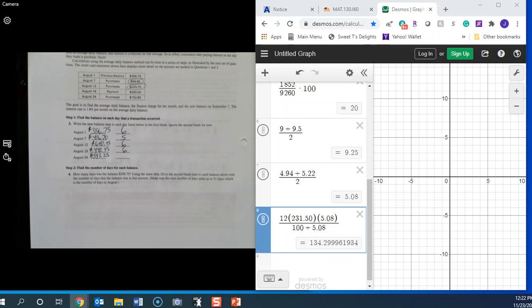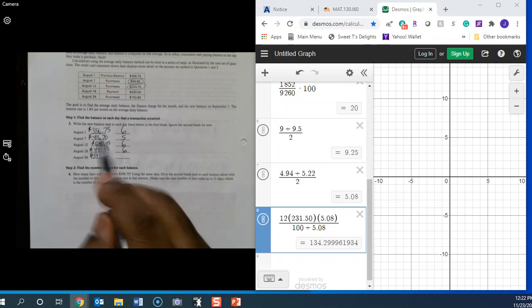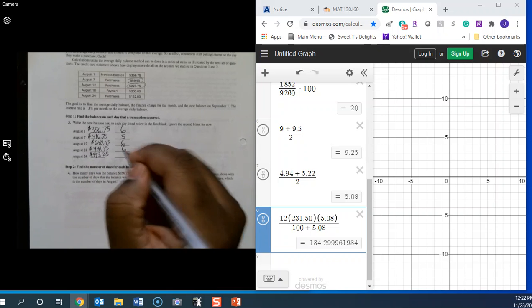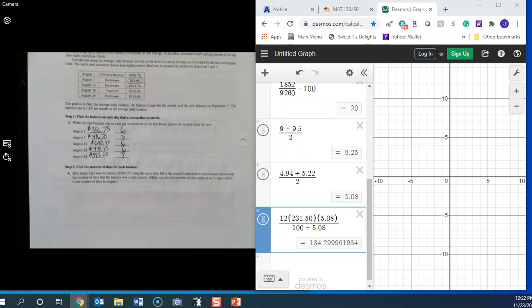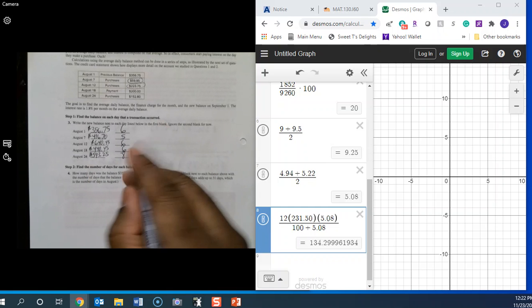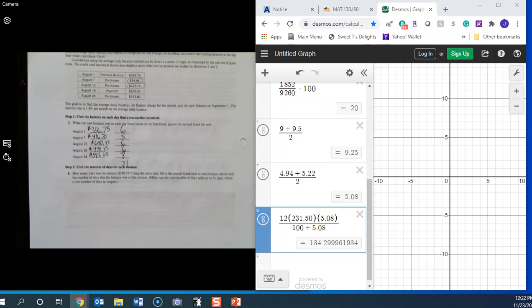That'll be 6 days. And then here for the 24th, they didn't show anything else. So that means to the end of the month, we didn't incur any more charges, and the end of the month goes to the 31st. So we'll go from the 24th to the 31st, which is 8 days. And when you add all of this up, it's supposed to equal 31, which it does.